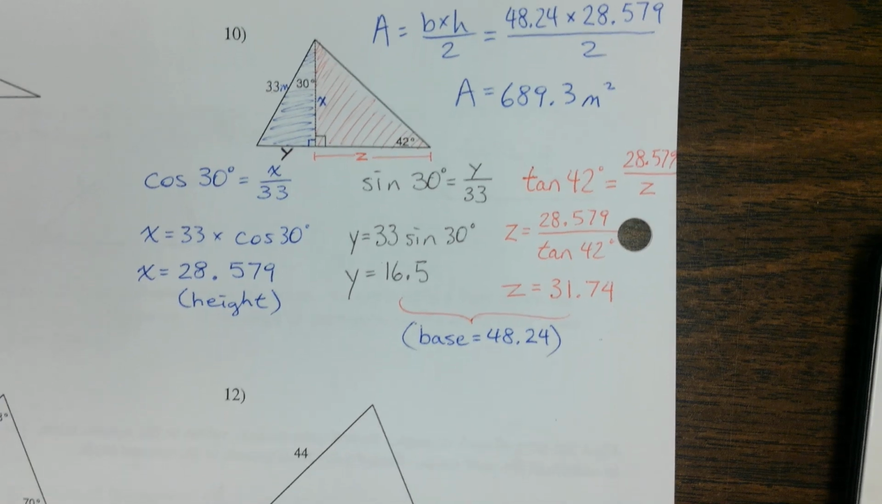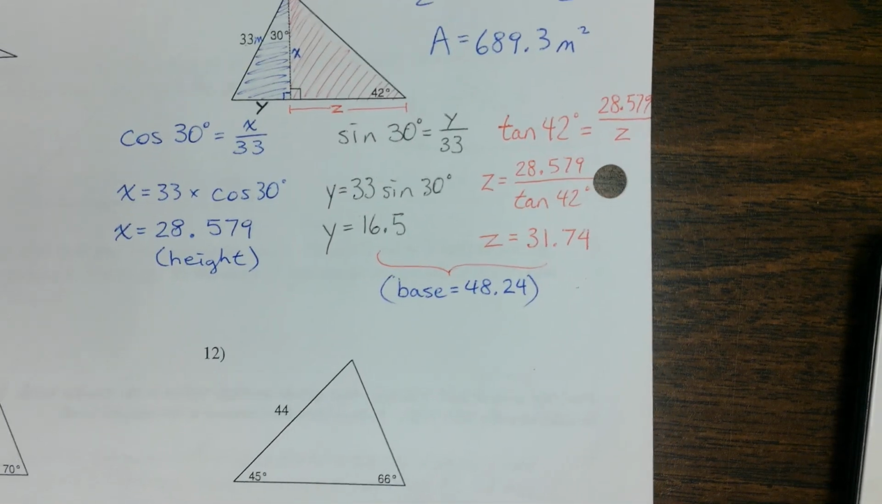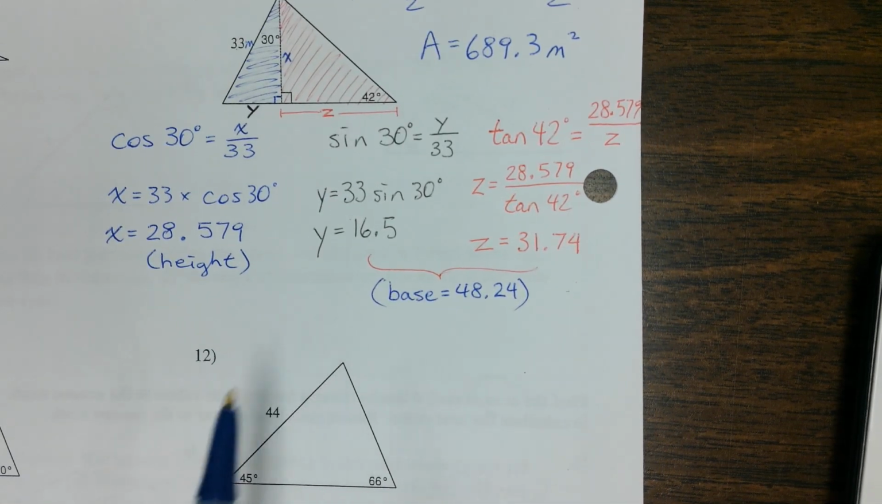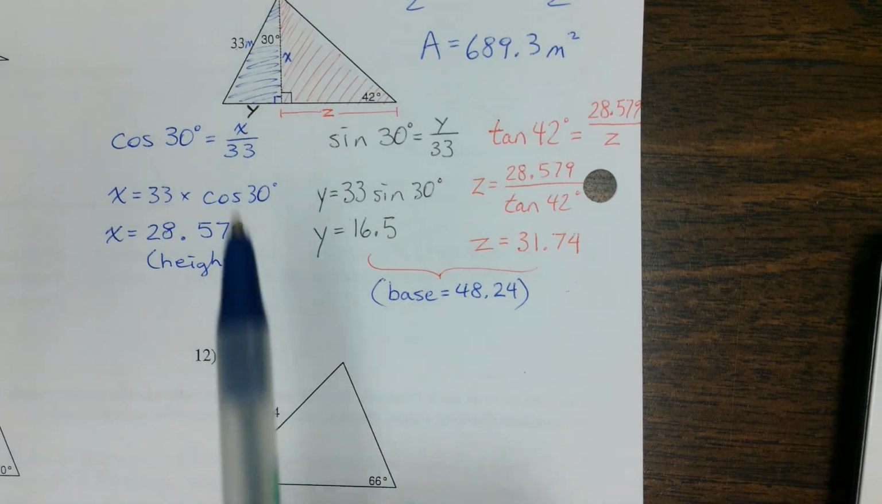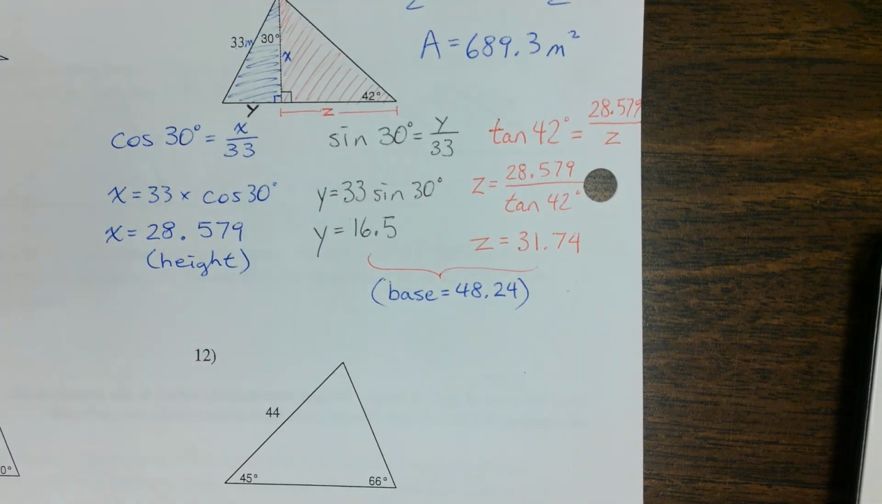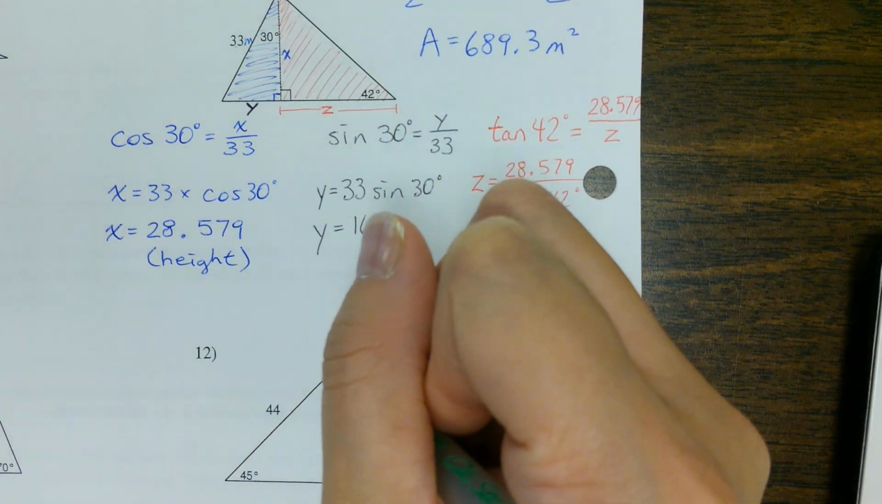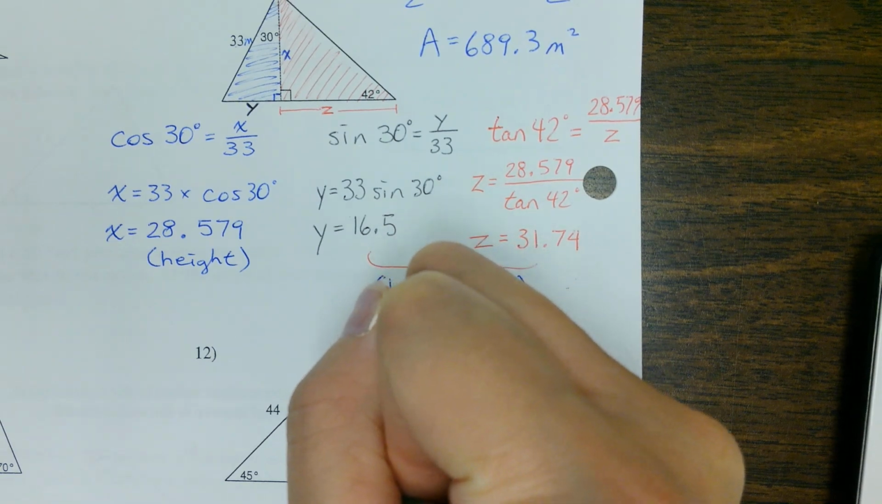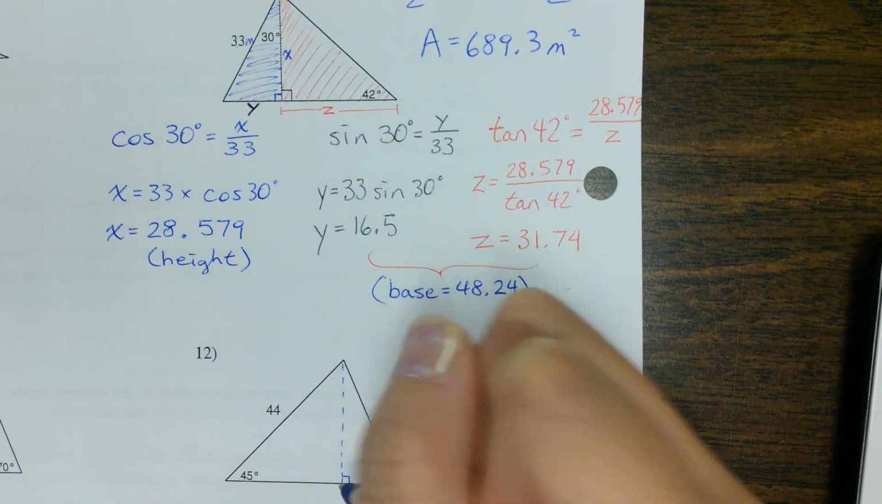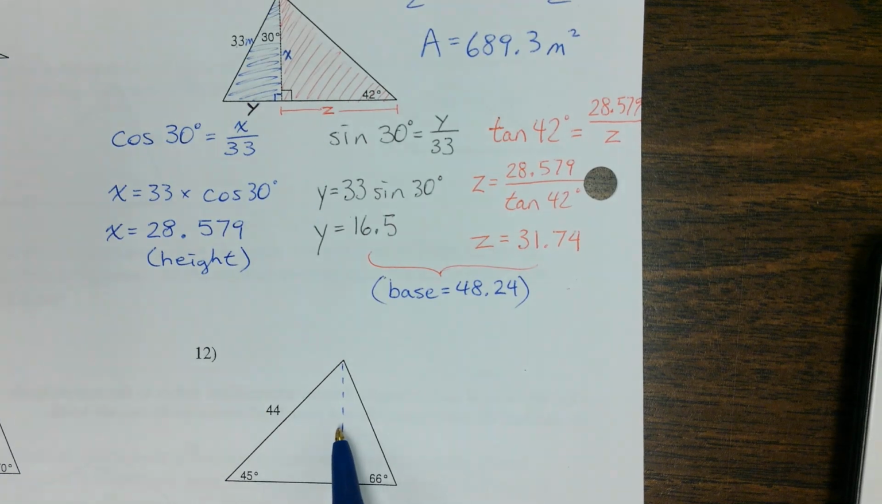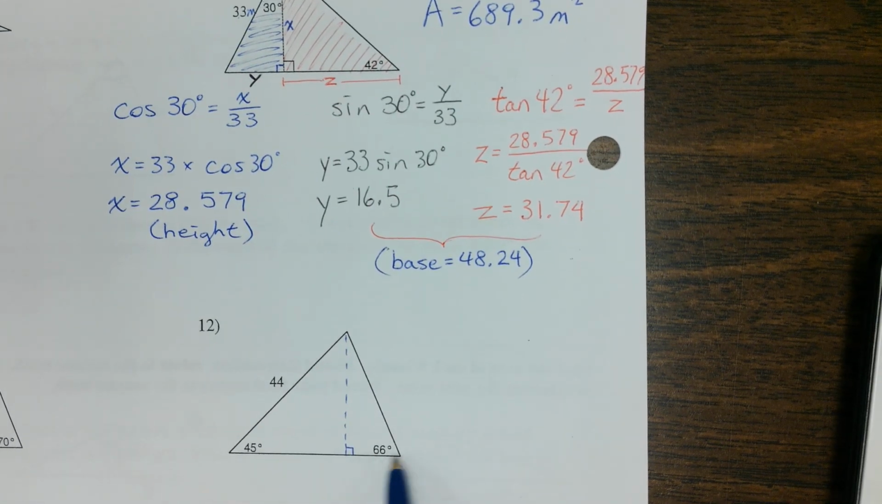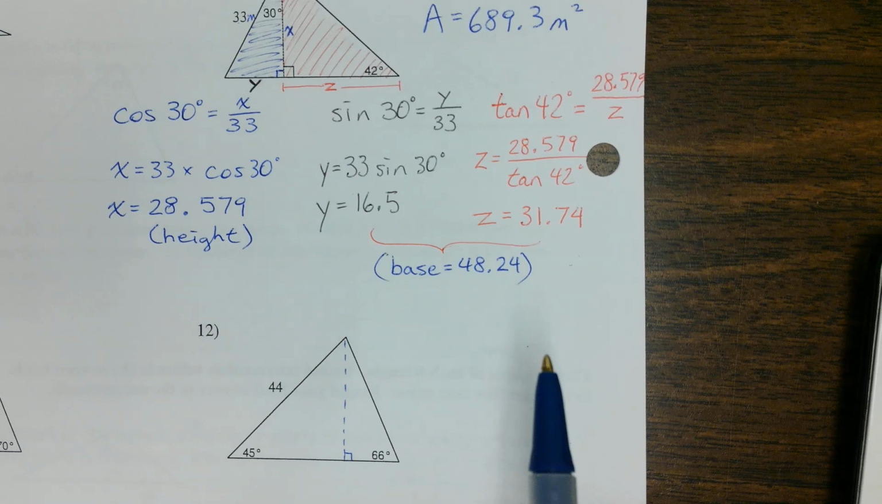Number 12 is the same idea, but what was tricky here is I didn't give you this dotted line. So I'm just going to draw in the dotted line for you. Then you would be doing the same thing, finding the height, finding this part, and then doing all this. So I want you guys to take 5 minutes now, try number 12, and then we'll take it up together.